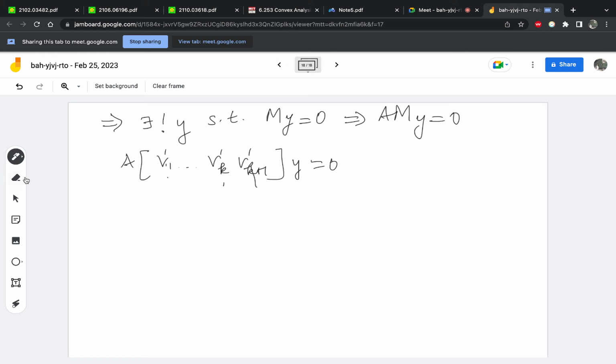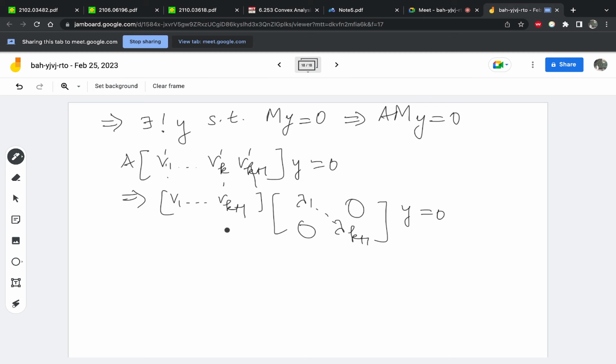So what I'm trying to say is I know that A times Vi is lambda i times Vi. So I'm going to use the fact that the Vi are the eigenvectors. So what you will end up getting is [v1 ... vk+1] times a diagonal matrix with lambda 1 through lambda k+1, and that is 0.